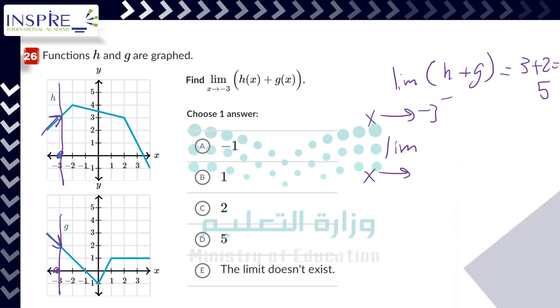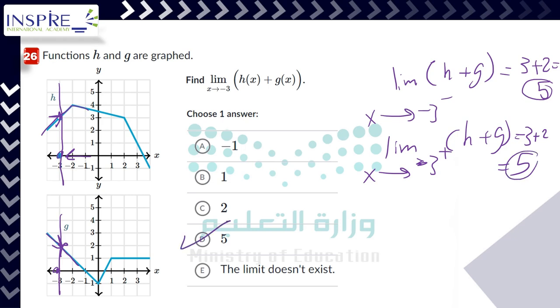We will do the same from the right side. x approaches -3 from the right side for h plus g. Okay. I will do it in h. We trace it on the right side. It's 3. We'll do the same at g. It's 2. So it's 3 plus 2. It's also equal to 5. Both of the answers are equal, so the answer must be 5. Next.